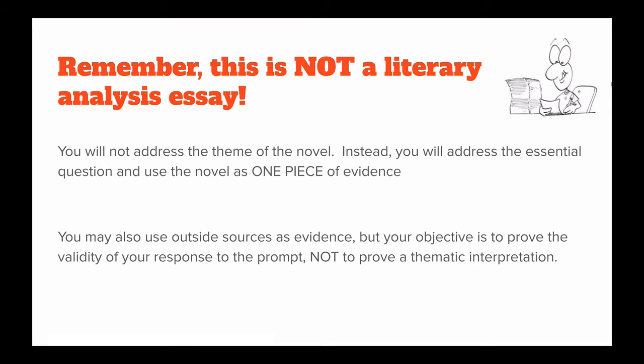Now that's great advice if you're being asked to write a literary analysis essay. But if you go back and consider the prompts for this essay, you'll realize that this actually is not a literary analysis essay, because you are not going to address the theme of the novel per se. Instead, you're actually going to address the essential question, and you're going to use the novel as just one piece of evidence. I also want to note that you can use outside sources as additional evidence, but your objective is to prove the validity of your response to the prompt, not to prove a thematic interpretation. So one of the ways you're going to prove the validity of your response is through the novel Kite Runner, but another piece of evidence could definitely come from any outside research that you choose to do.